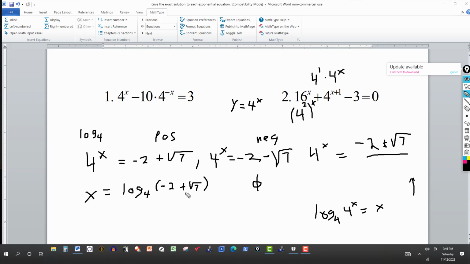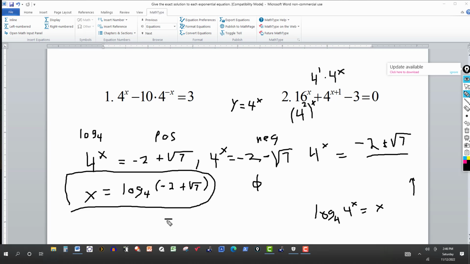Now I could have used another base. I could have used natural log, base e. I could have used base 10, and you'd get the answer. It would look different, but it would be the same. This is the exact answer. And just like the first one, if you use the change of base formula, you would have the natural log of this quantity here, negative 2 plus radical 7, over the natural log of 4.